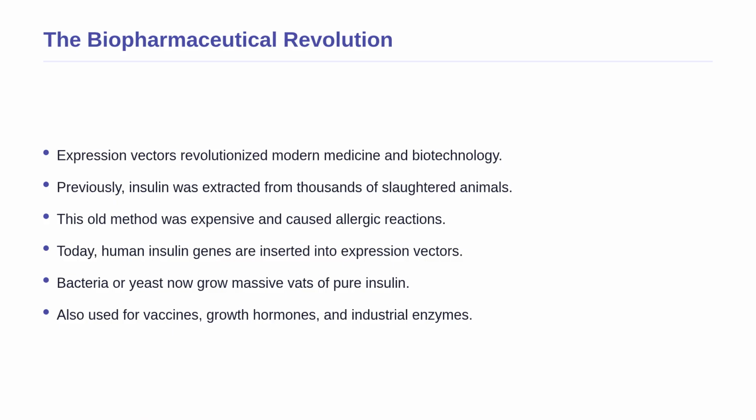Today, the process is entirely different. We simply insert the human insulin gene into an expression vector, put it into bacteria or yeast, and grow massive vats of pure, safe human insulin. Beyond insulin, these microscopic factories produce life-saving vaccines, human growth hormones, and even industrial enzymes used in food processing. Without expression vectors, the entire biopharmaceutical industry would not exist.